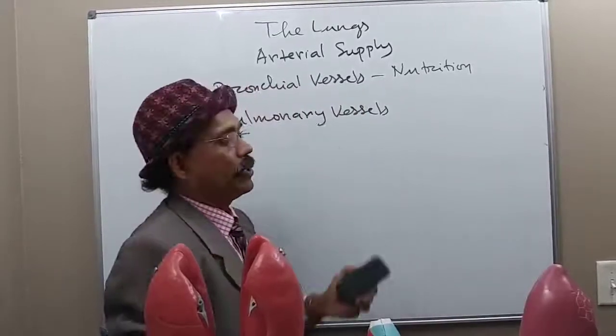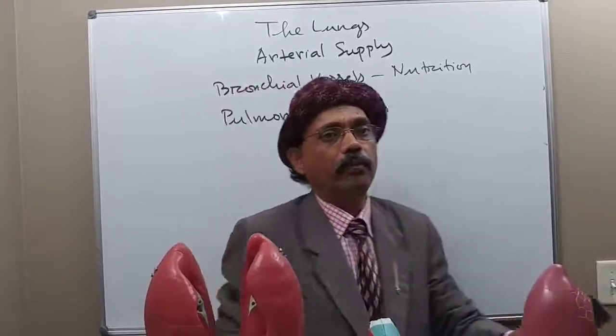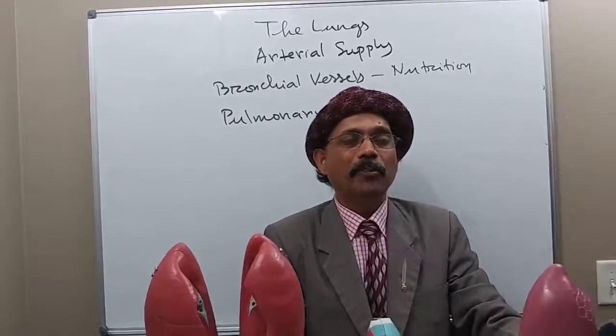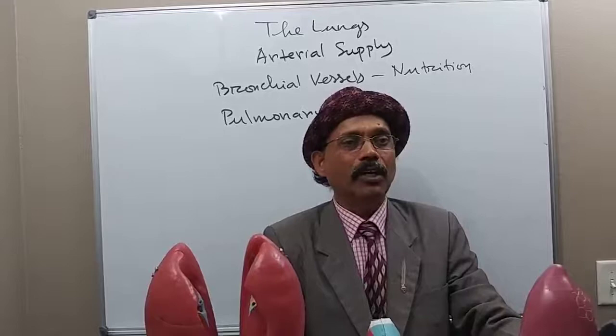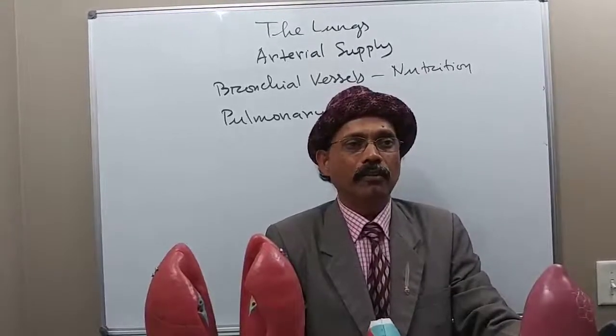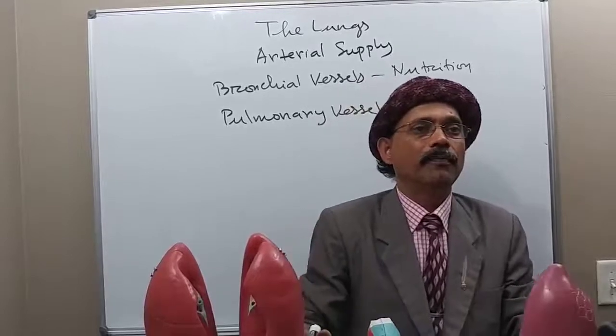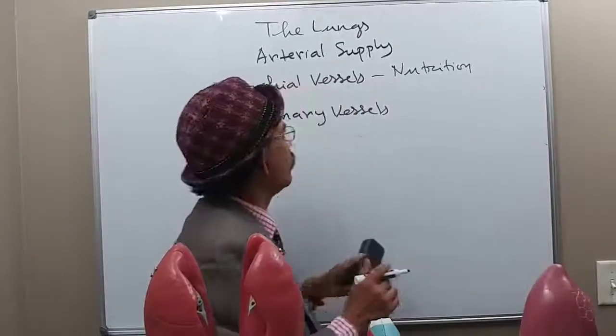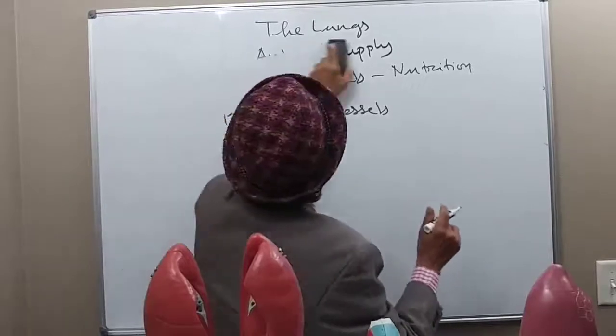Pulmonary vessels: pulmonary arteries are branches of the pulmonary trunk. Pulmonary veins are coming out of the lung. Each lung has two pulmonary veins. Okay. We got the blood supply of the lung. We go to the lymphatic drainage.